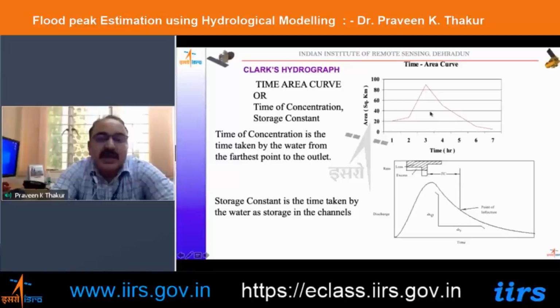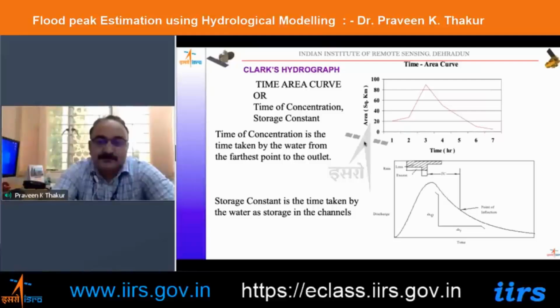And if you are using gridded rainfall from, for example, TRMM, IMD, GPM, or weather radars, that gridded rainfall is usually compatible with the Clark's hydrograph only. So that gives better results as compared to the other gauge-based rainfall sources.